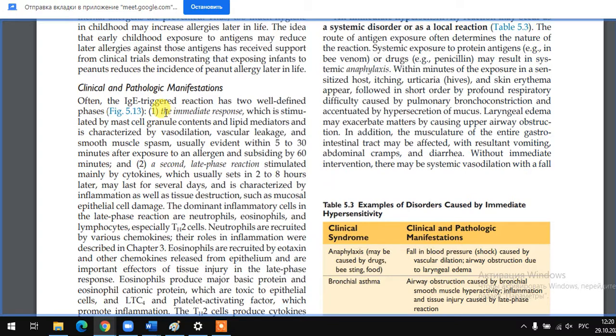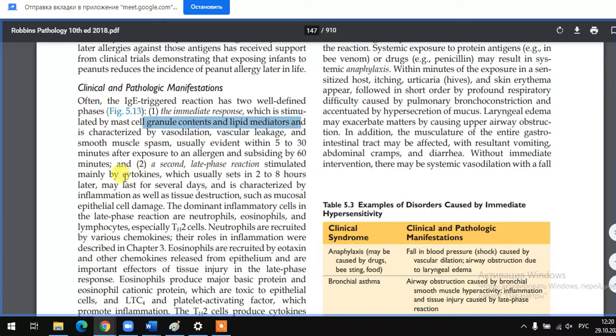It's an immediate response, which is stimulated by mast cell granule contents and lipid mediators, and is characterized by vasodilation, vascular leakage, and smooth muscle spasm, usually evident within 5 to 30 minutes after exposure to an allergen and subsiding by 60 minutes. And second, the late phase reaction, stimulated mainly by cytokines, which usually sets in 2 to 8 hours later, may last for several days, and is characterized by inflammation as well as tissue destruction such as mucosal epithelial cell damage.